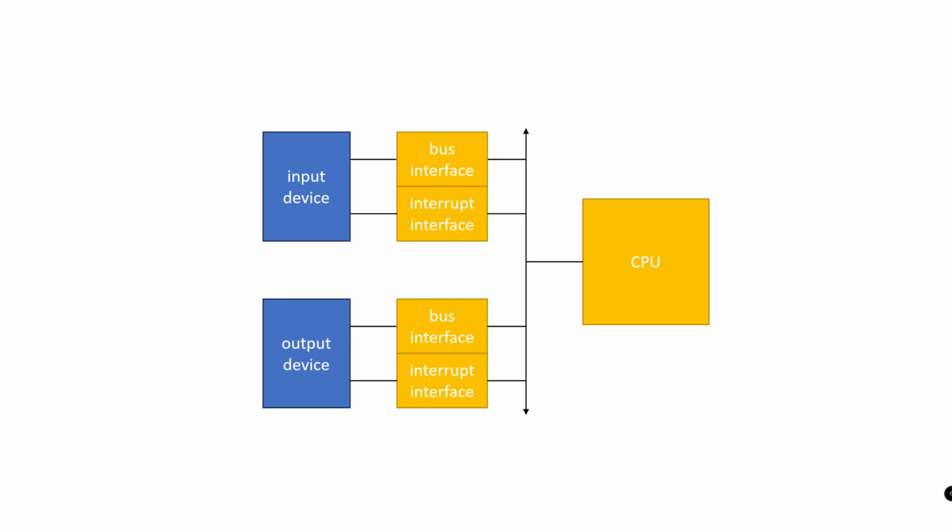A device can also use the interrupt system, which is a specialized subunit. Input devices use interrupts to signal an incoming input. Output devices use interrupts to signal that the requested output operation has been completed.